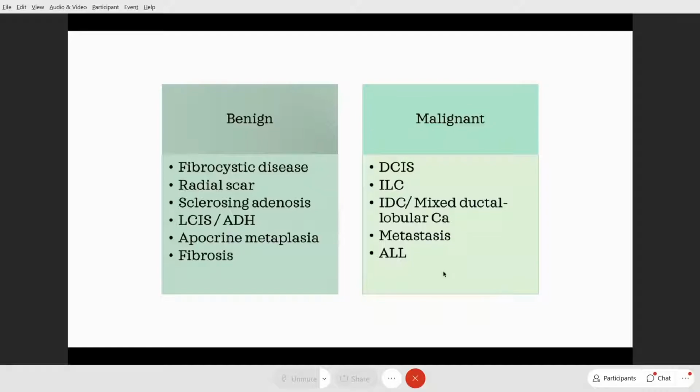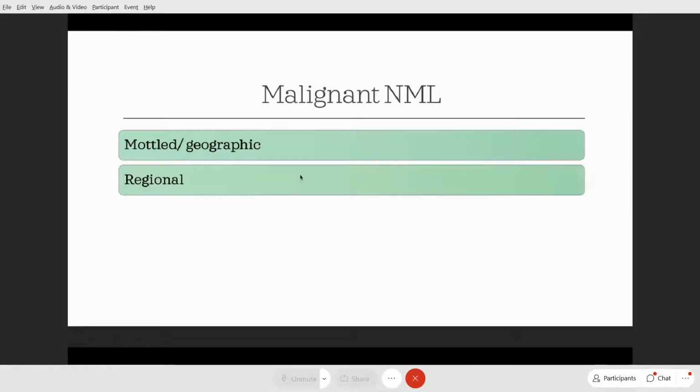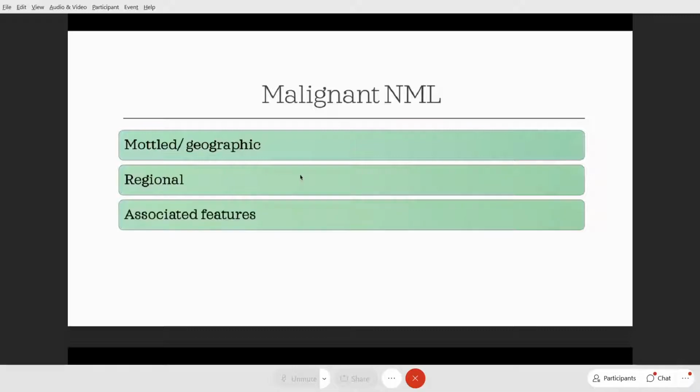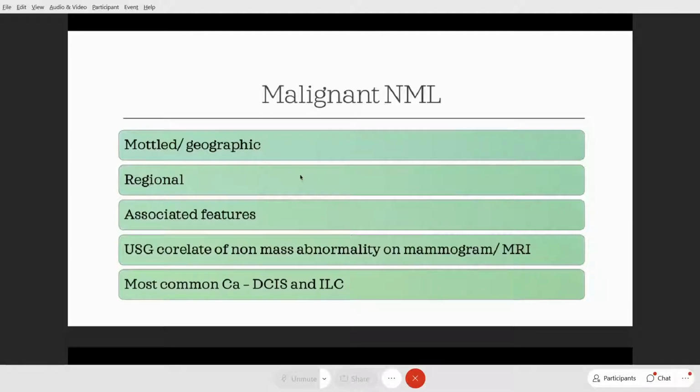There is a whole list of causes which can cause a non-mass abnormality, but fibrocystic change is the most common benign lesion, and in malignancy, it is either a DCIS or an invasive lobular carcinoma. So, what are the features of a malignant non-mass lesion? They can be either mottled or geographic in appearance, and they are distributed in a regional distribution. Mostly, they will be associated with findings like architectural distortion, shadowing, or calcification. And whenever you see an abnormality on other imaging findings and you find a non-mass correlate, it's more likely to be malignant. And the most common carcinoma, as I said, is a DCIS or an invasive lobular carcinoma.